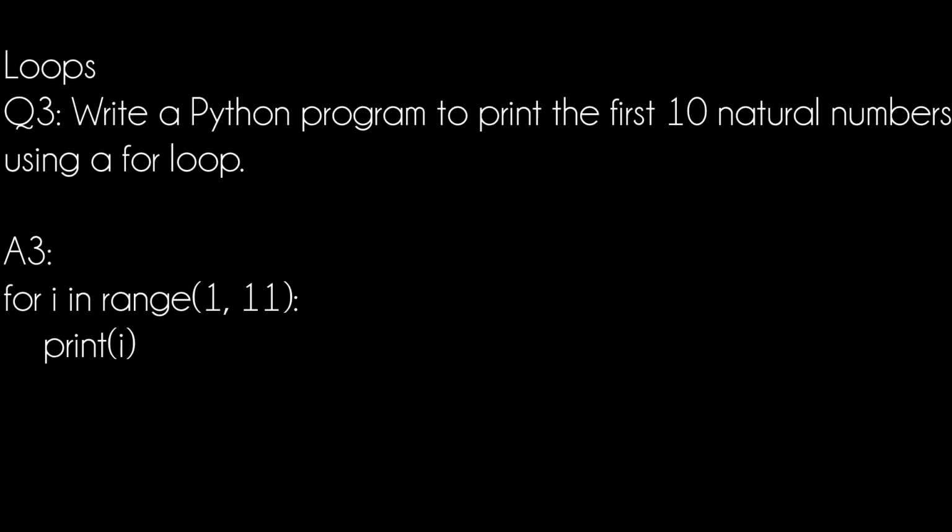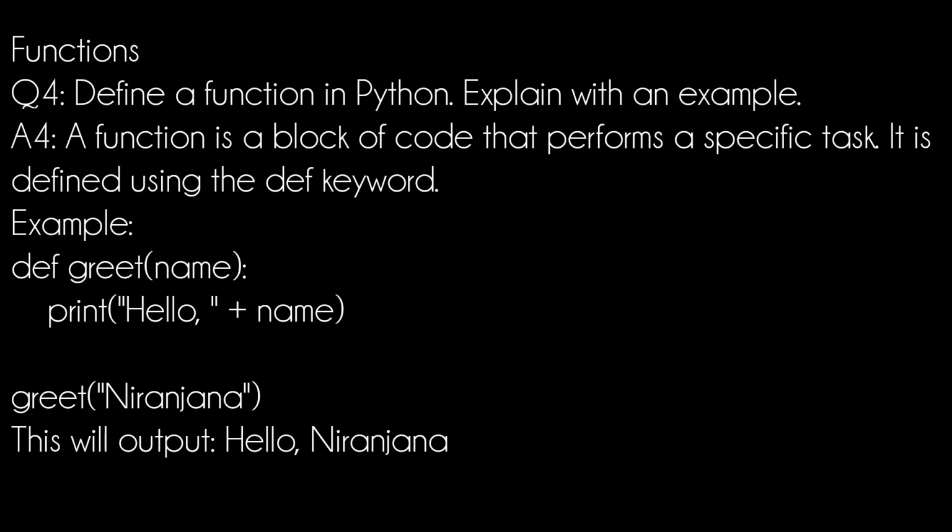Loops. Write a Python program to print the first 10 natural numbers using a for loop. Functions. Define a function in Python. Explain with an example. A function is a block of code that performs a specific task. It is defined using the def keyword.